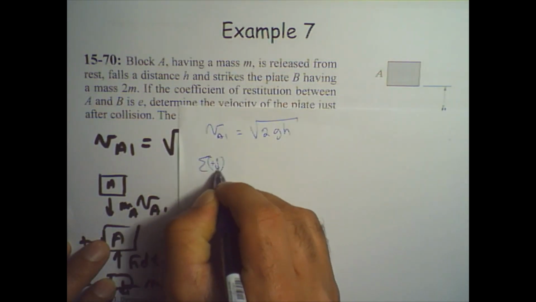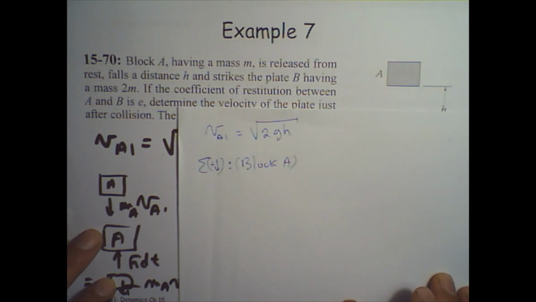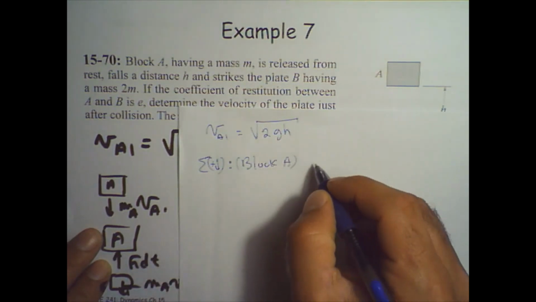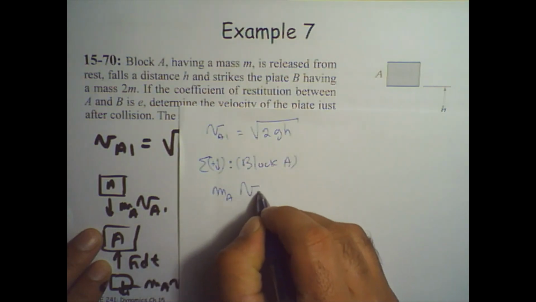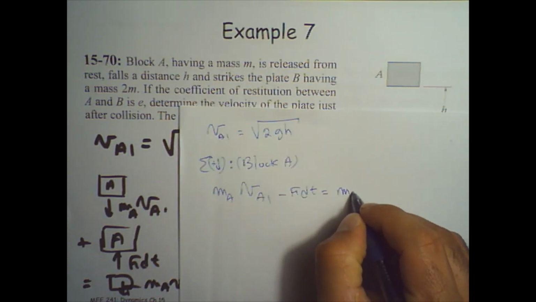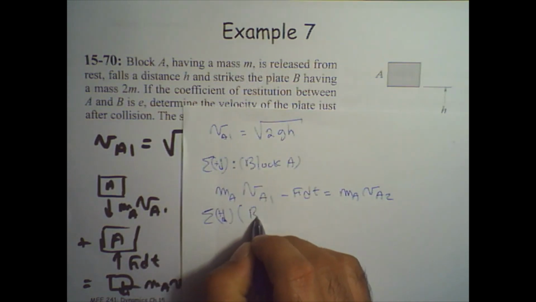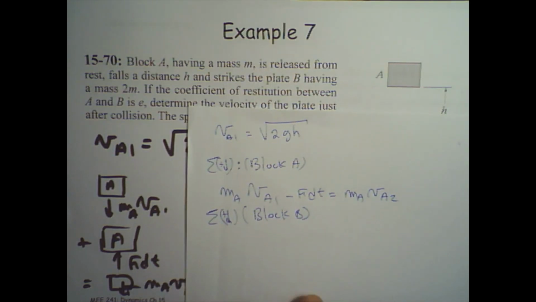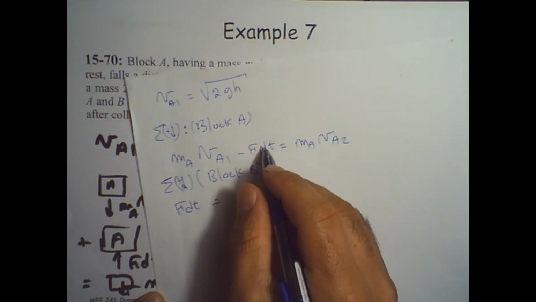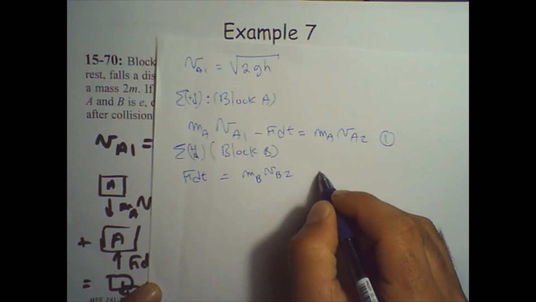and if you sum the impulses going downward on block A, what do you get? Going downward is my positive direction, so I'm going to get m_A v_A1 minus F dt is equal to m_A v_A2. And then if you sum the impulses on block B, what do you get? You're going to get F dt, and that F dt alone is going to give you m_B v_B2. So this is equation 1, and that is equation 2.